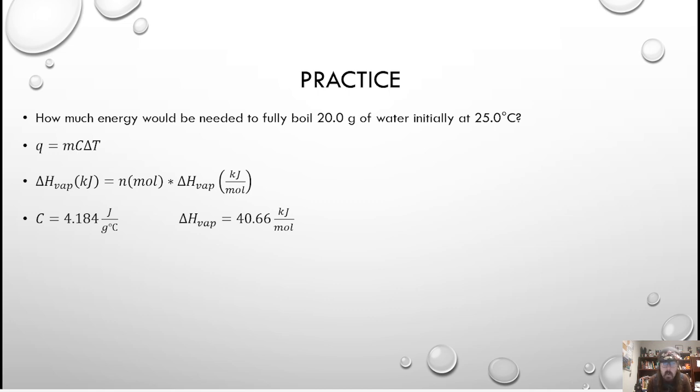So let's do a quick calculation. How much energy would it take to fully boil 20 grams of water stored at 25 degrees C? So 20 grams of water at 25 degrees C. We have a C of 4.184 and a delta H vaporization of 40.66. I'm writing those down real quick, and now we'll go to our document camera.